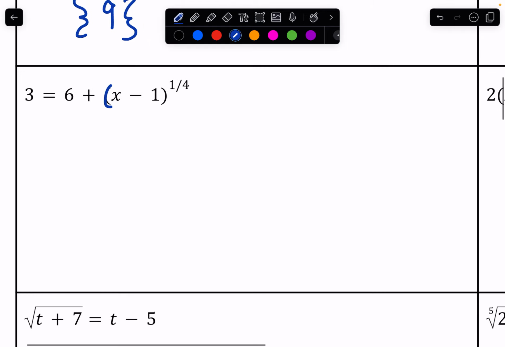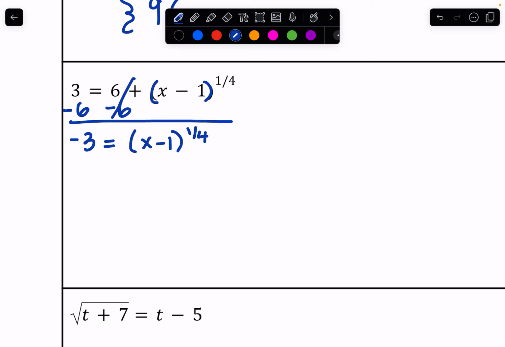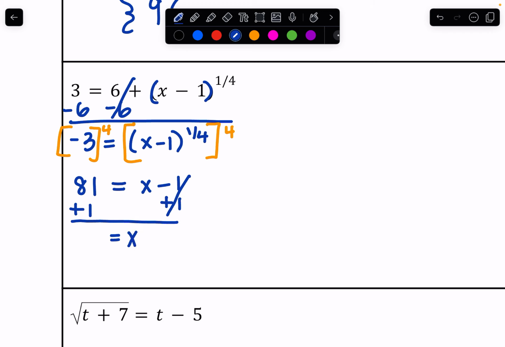All right, so I want to get that radical or rational exponent by itself. So I'm going to subtract 6 to start, and that leaves me with -3 equals x minus 1 to the 1/4. To get rid of the 1/4, we're going to take it to the 4th power. Kind of like a cheat, if you think about it, 1/4 times 4 equals 1, and that's why taking it to the 4th power cancels it out. So -3 to the 4th power is +81, and on the right side we're left with x minus 1. I'm going to add 1, and I get a solution of 82.